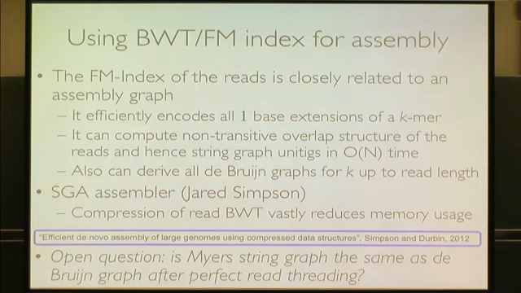So I'm going to give you another bit more information. You can compute all the non-transitive overlap structure of the reads, and hence the string graph unitigs, which are the data structure that Gene Myers and Mihai introduced, the overlap graph structure, in order n time from the set of reads. This is assuming perfect reads at the moment without errors. And we also actually encode all the De Bruijn graphs for k up to the read length, for any k. So there's a succinct representation of all De Bruijn information in the FM index.